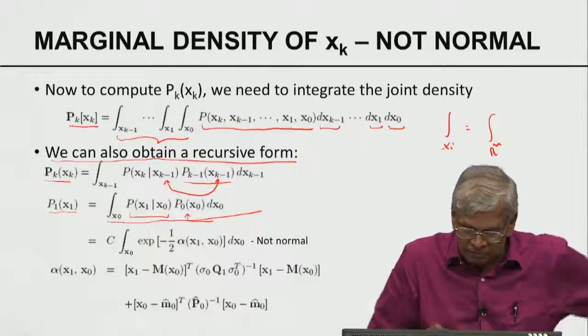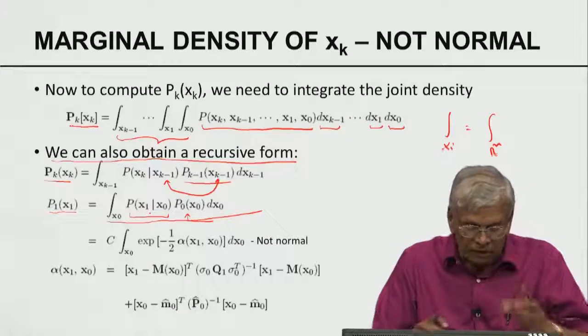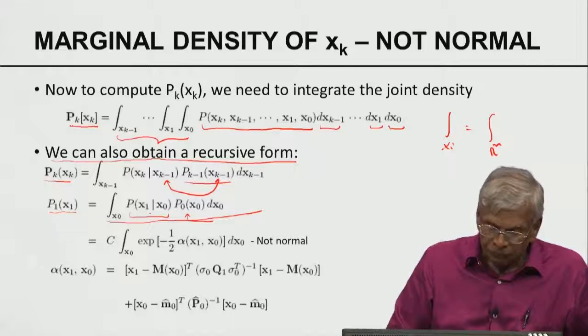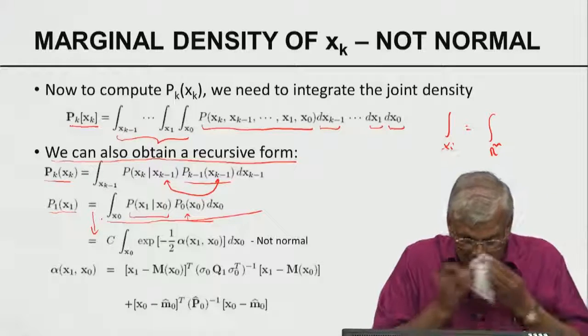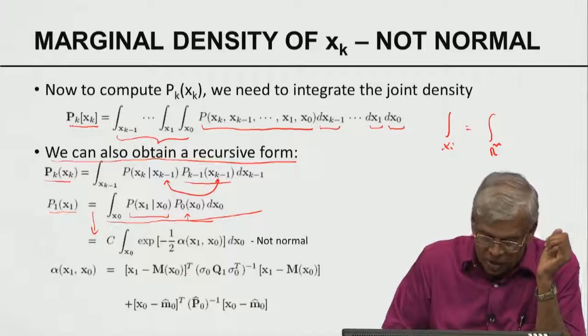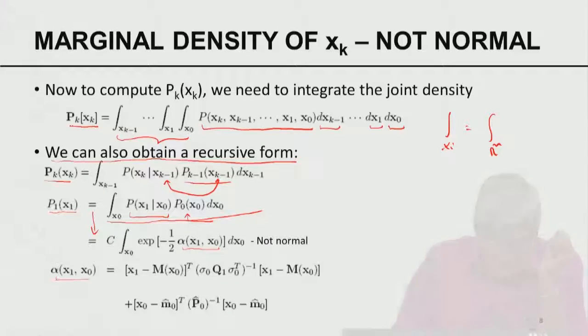So now let us give a little bit more life to this. P naught of x naught is normal. P of x1 given x naught is normal, but if I substitute all the normal expressions for this, this integral becomes equal to this. Well, I am now going to talk about the exponent. The exponent is alpha of x1, x naught, which is given by this function. That is the exponent that describes the product density, the product of the conditional density and the initial density.